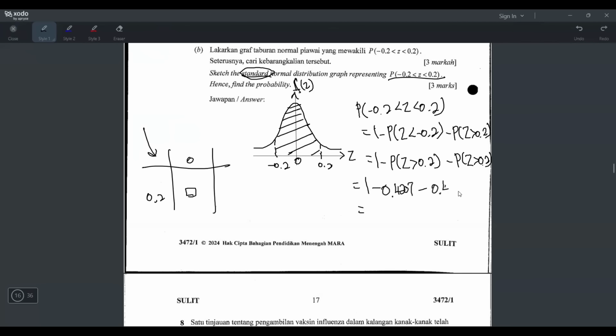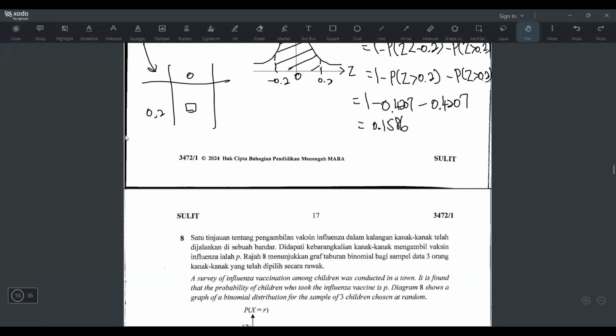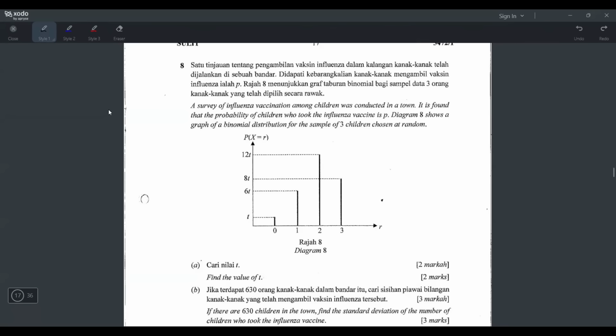Okay, so now 1 minus that, then we get the answer. Okay, what's the answer? 0.1586. My calculator gives me 0.1586. So it's done, this is the answer. Okay, let's continue with number 8.